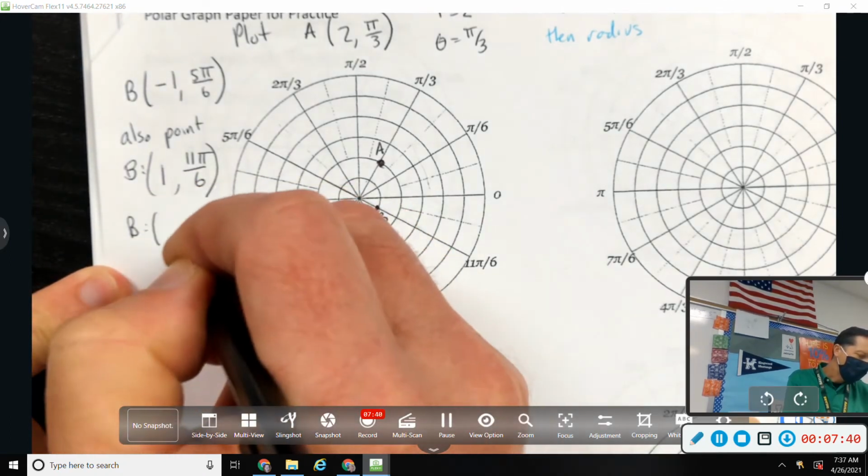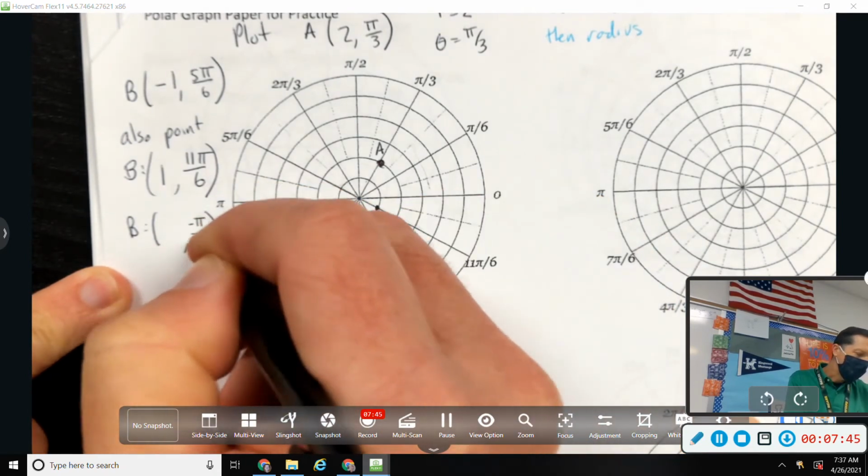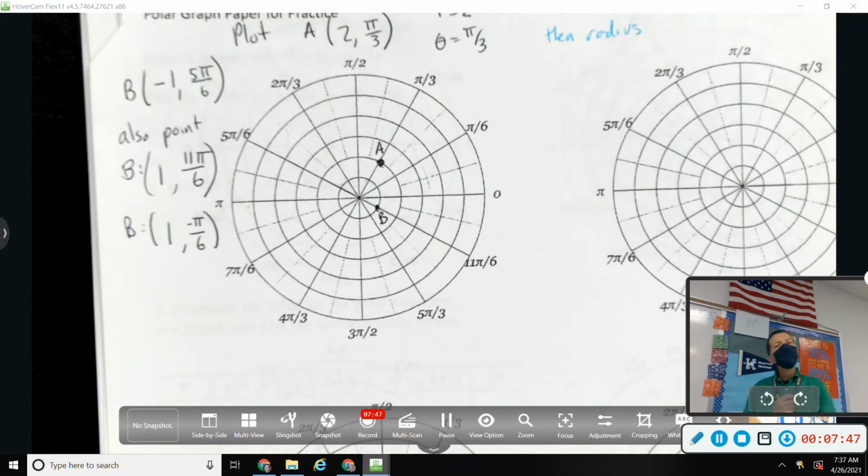In fact, if we'd gone backwards, that'd be -pi over 6, and out 1. You know how many different ways there are to describe point B? What's that?